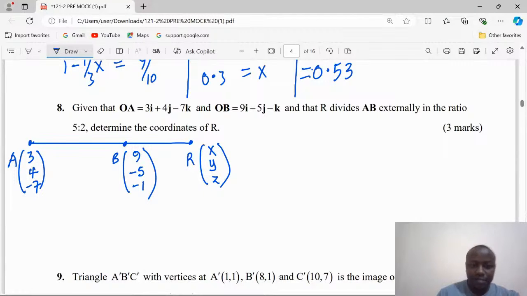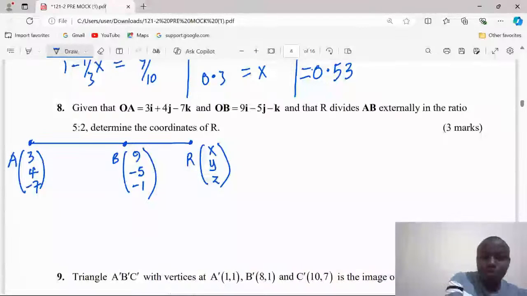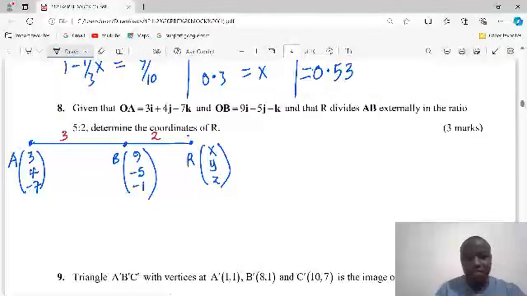Allow me to give the ratios now. We are told that R divides AB externally in the ratio 5:2. So from point A to where R is, we have 5 units. Then back 2 units to where B is. So from A to B there are only 3 units, and therefore we have a ratio of 3:2.